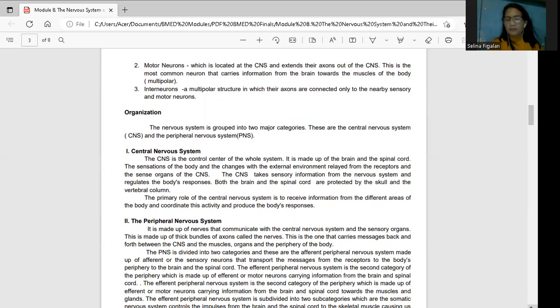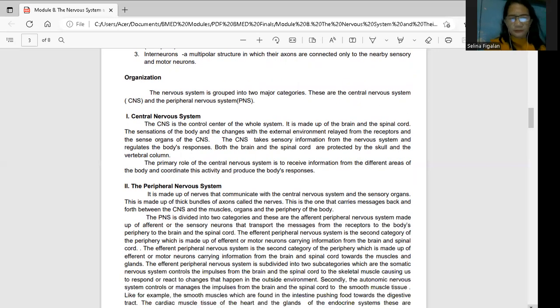Okay? So the primary role of your central nervous system ay tatanggap ng information, okay, from the different areas of the body sa iba't ibang klase. For example, pag kumilos tayo, if there is a presence of pain, diba. So yun yung tumatanggap ng information from the external environment and then in-interpret ng ating brain, via your spinal cord.